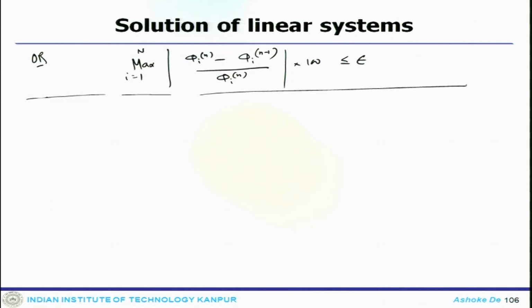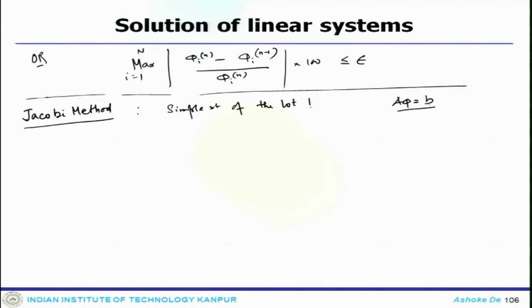Now, that said, we will move on to the discussion of different iterative methods. The first one to start with is the Jacobi method. This is again probably the simplest of the lot, and one can solve the linear system by the Jacobi method to get the solution.